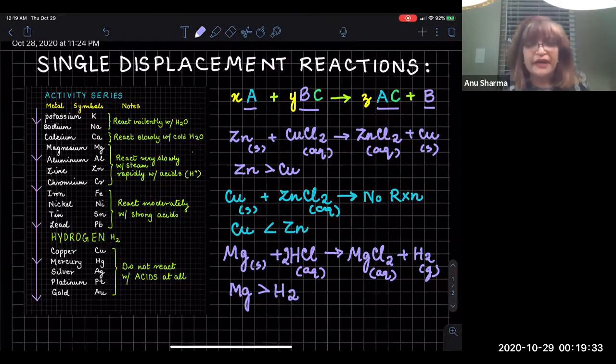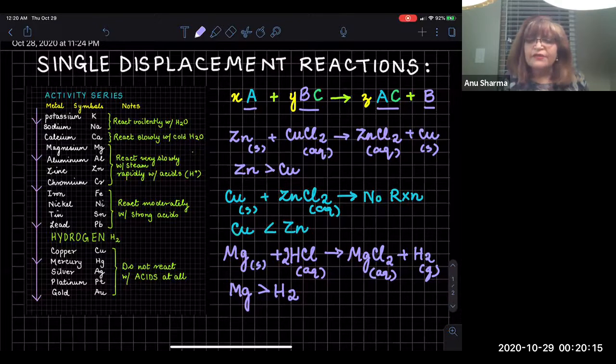So once again, let's look at the activity series on the left hand side. Potassium and sodium react violently with water. Calcium is going to react slowly with cold water. Magnesium, aluminum, zinc, and chromium are going to react slowly with steam, but rapidly with the acid, so these are very fast reactions. On the other hand, iron, nickel, tin, and lead are going to react with acids of a higher concentration, and it's going to be a slow reaction. So all these elements that are above hydrogen, if they react with acid, are going to liberate hydrogen gas, as you have seen in the example of magnesium with HCl.